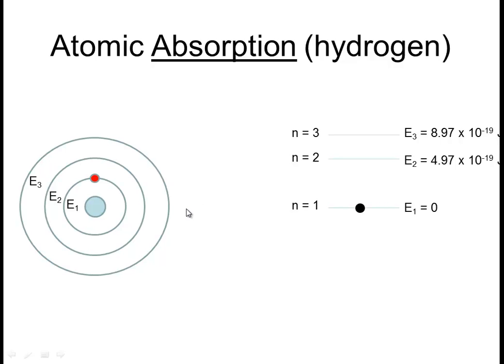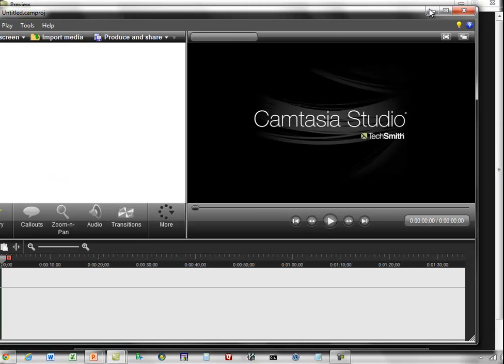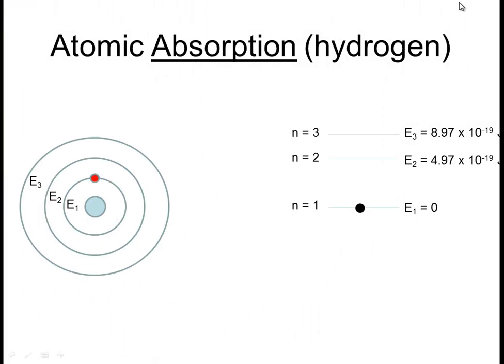Now furthermore, what he said was you could promote an electron from the first energy level to a higher energy level, but only if you supplied just the right amount of energy. So if you wanted to promote the electron from E1 up to E2, you would have to supply exactly 4.97 times 10 to the minus 19 joules.